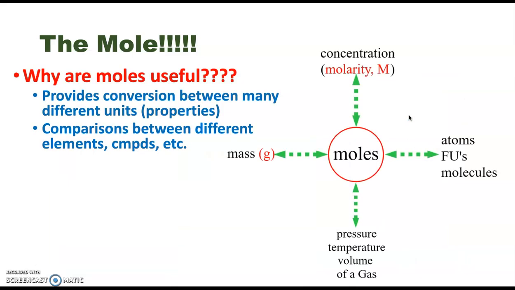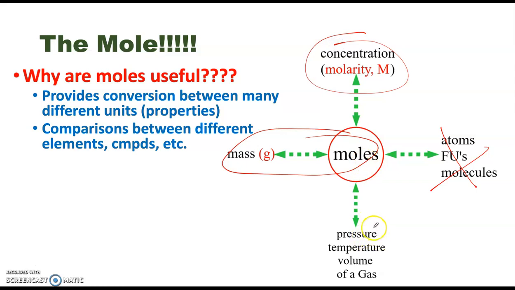So why are they useful? Because they allow us to convert. Why is the mole useful? It allows us to convert from concentration to mass to formula units, atoms, molecules, temperature, pressure, volume. Now we don't do this one really anymore. We used to. We cut it out to just make things simpler. This chapter will do a lot of this. In the future, we'll learn how to calculate concentration, and we will learn how to calculate pressure and temperature and volume of a gas, and moles comes in handy.